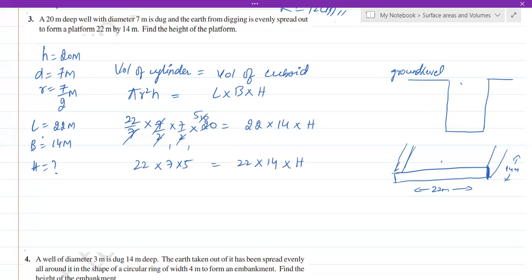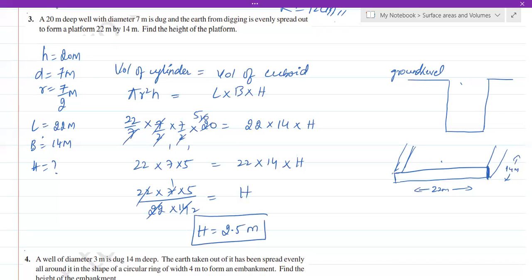So we need h, we don't need this 22 and 14. Let's transpose to the other side. 22 into 7 into 5 divided by 22 into 14, that is equal to h. 22 gets cancelled. 7 ones are, 7 twos are. So we have got 5 by 2. What is 5 by 2? 2.5. So the height of the platform is 2.5 meter. Okay. So that's the height of the platform that we get. So let's get into the next question.